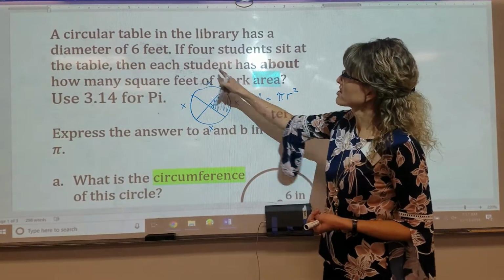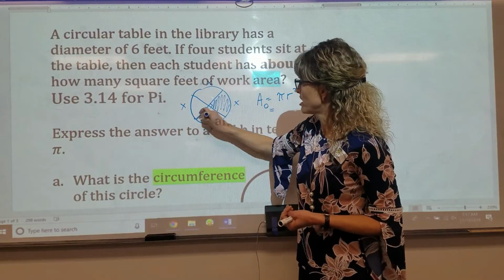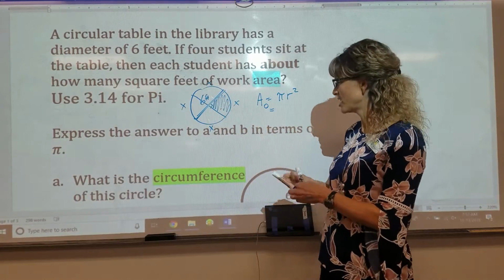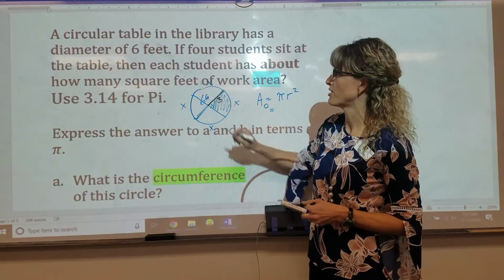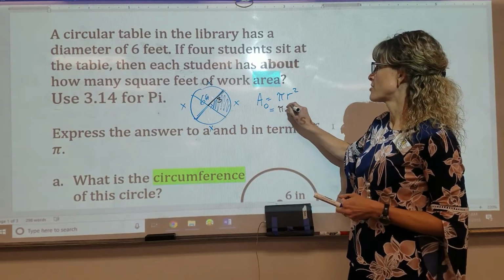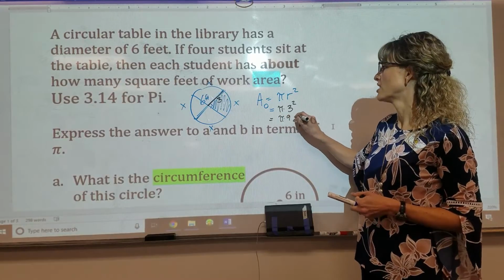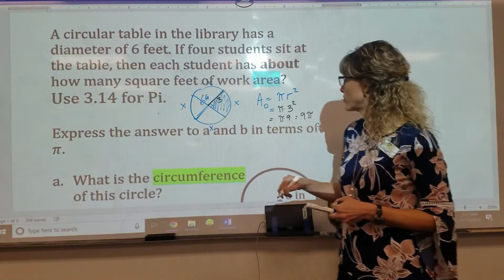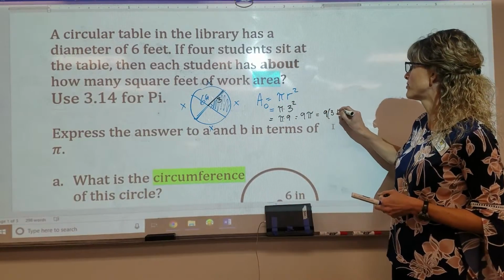So my radius, let's read it again. It says it's a diameter of 6 feet. So from here to here is 6 feet. Well, my formula needs radius. So my radius is going to be half of 6, or 3 feet. So I'm going to go pi times 3 squared, which is pi times 9, or 9 pi. We're supposed to use 3.14 for pi. So I'd go 9 times 3.14.